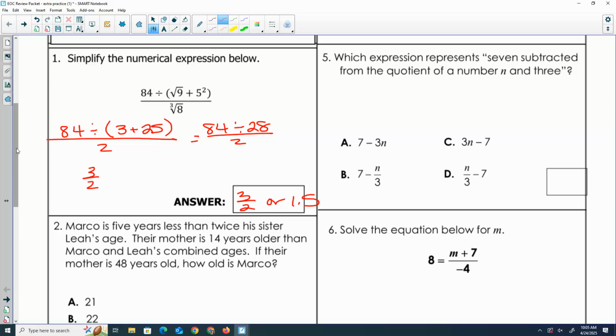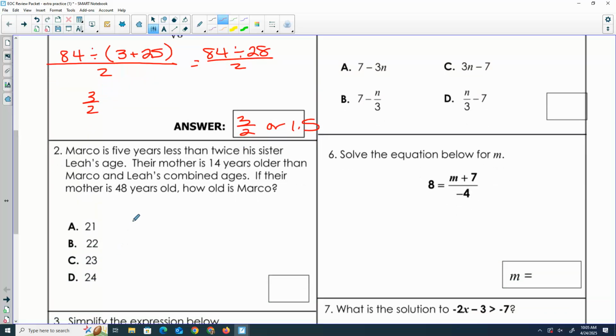Number 2 is really tricky. So we have to look at this. We have Marco, we have Leah, and then we have the mother. It tells us Marco is 5 less than twice his sister Leah's age. Do we know how old Leah is? No, so let's call that x.